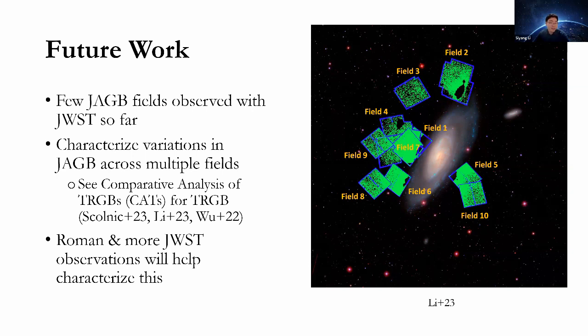And this would be similar to what the comparative analysis of TRGBs, or the CATS team, did for the TRGB. What they did was they took many fields observed by the Hubble Space Telescope in NGC 4258. So that's what I'm showing here on the right-hand side. They had 10 different fields, as well as galaxies from the GHOST survey. And they measured the TRGB in all of these different fields, noticed that there are variations in those fields, and then came up with something called a contrast ratio to better standardize the TRGB in light of those field-to-field variations.